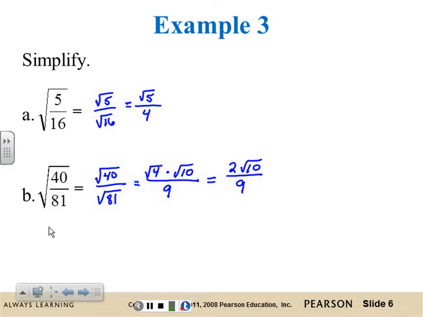So what you're trying to do is bring out as many perfect squares as you can out of that radical.